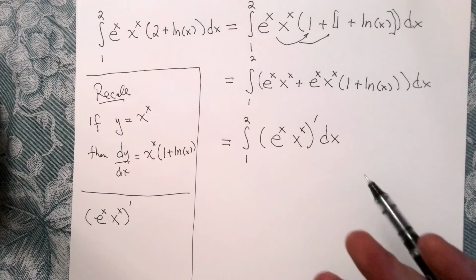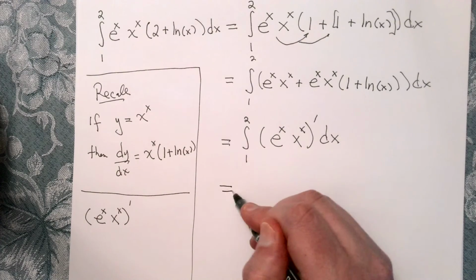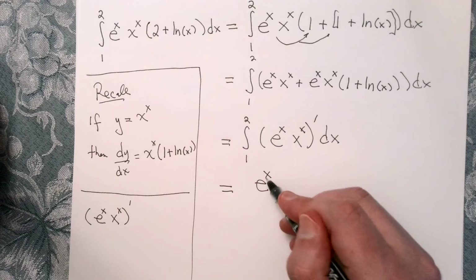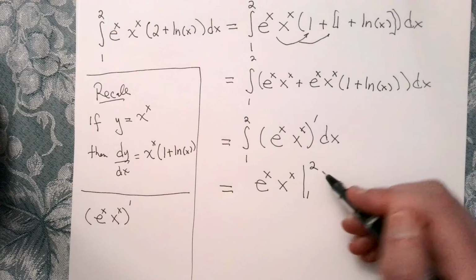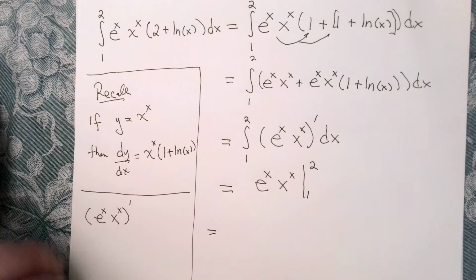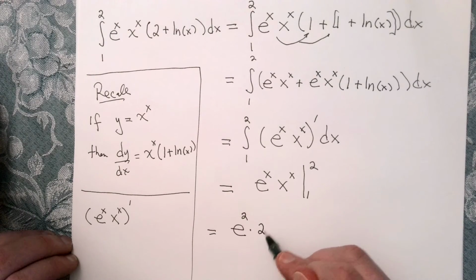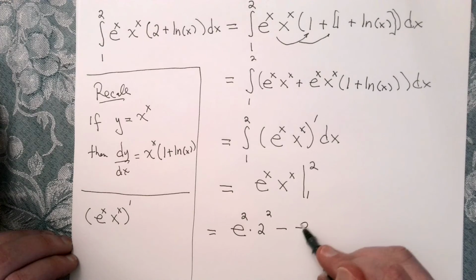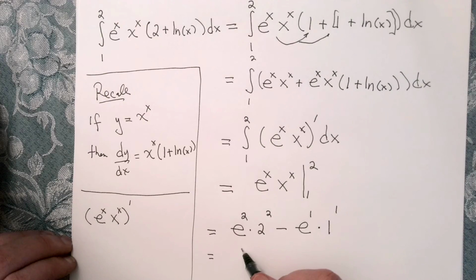And so now, since the derivative and the integral are inverse operators, these will cancel. That gives me the following. And so we just continue through with the fundamental theorem of calculus now. So that's going to be e squared times 2 squared minus e to the 1 times, well, 1 to the 1. So that looks like 4e squared minus e.